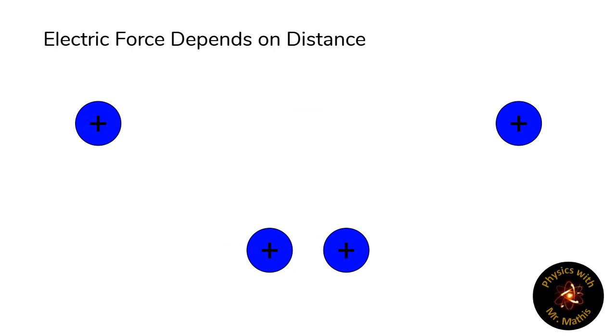Distance between the charged objects has a similar effect on electric force. If there's a large distance between charged objects, then they have a small electrical force either attracting or repelling them. But if the objects are close together, then the electrical force attracting or repelling them is much larger.